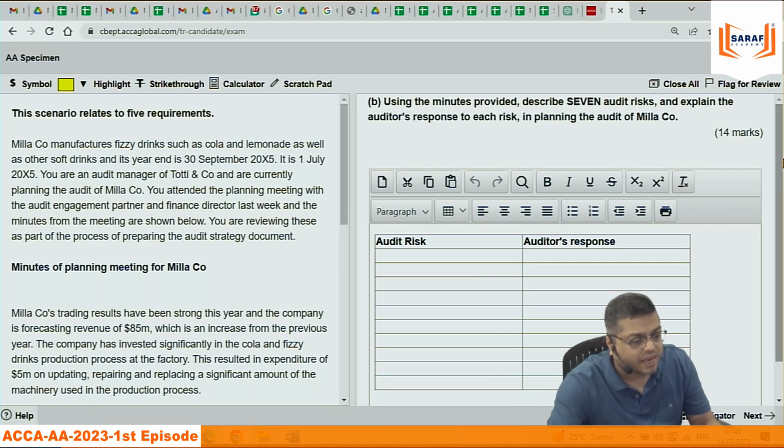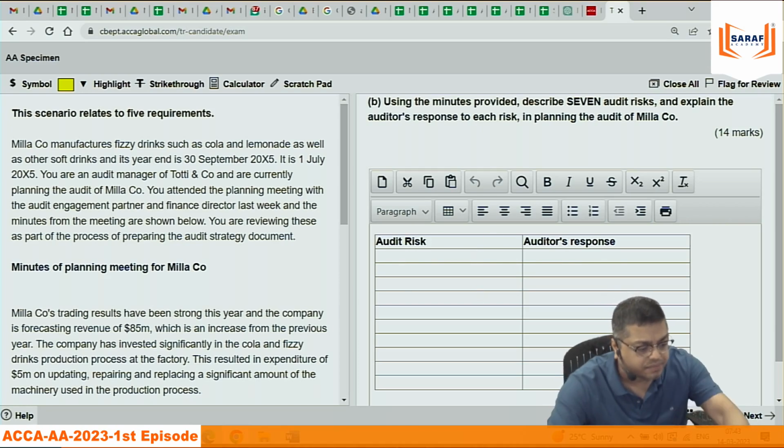Now, based on the same scenario, this is a 14 marks question, in which you need to mention audit risk, and then to manage that risk, what should be the auditor's response. They have already given a table.